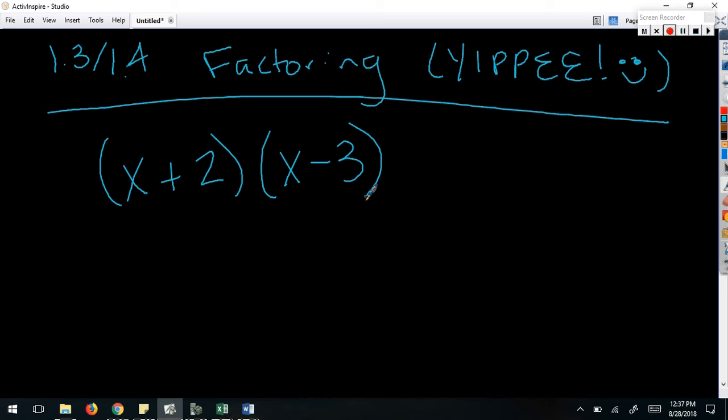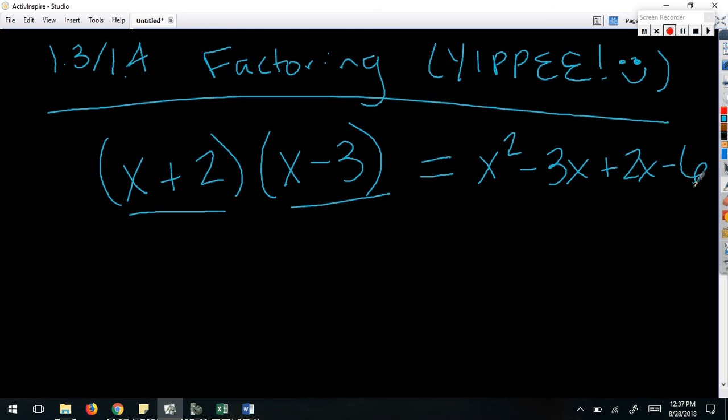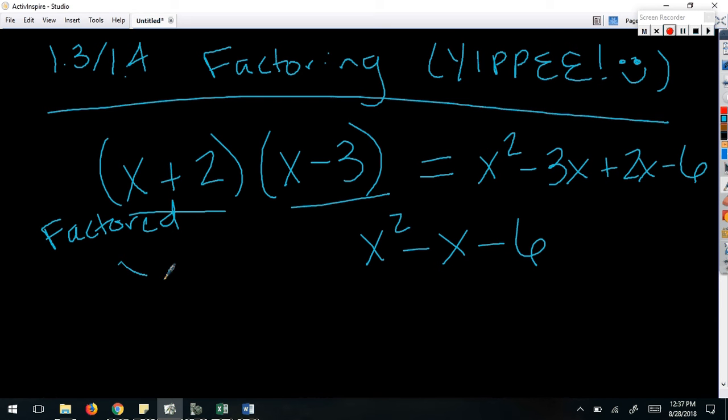So if I wanted to write 6 by its factors, I could do 2 times 3. This is the same kind of thing. This is the factored form of, if I FOILed this out, x squared minus 3x plus 2x. I'm going to assume everyone remembers how to do that, and I don't need to do a refresh on that. So this is x squared minus x minus 6. This is the factored form, what we started with.